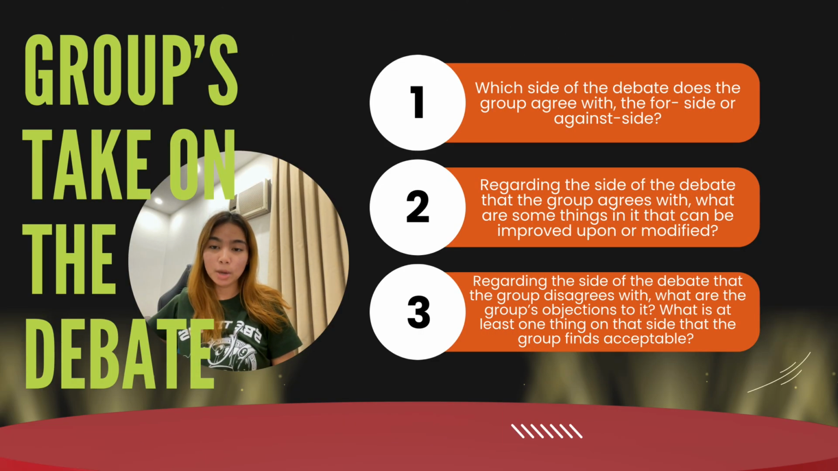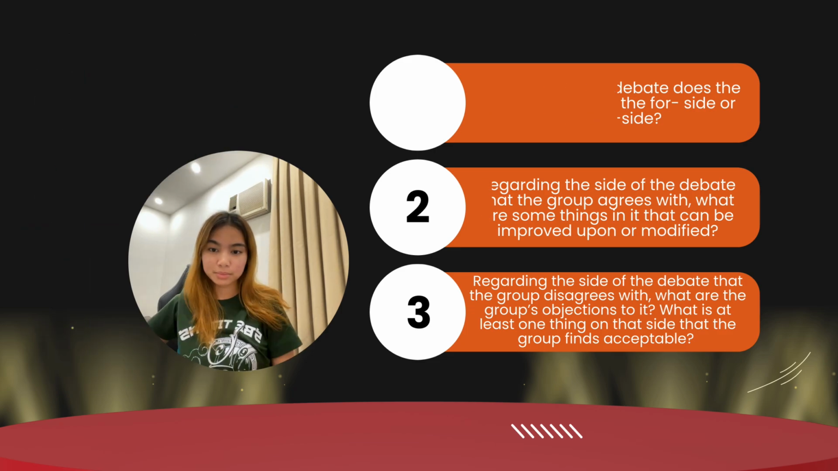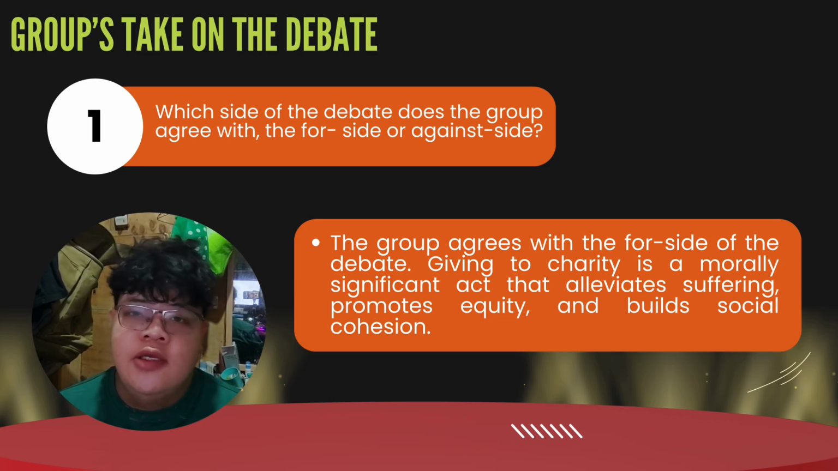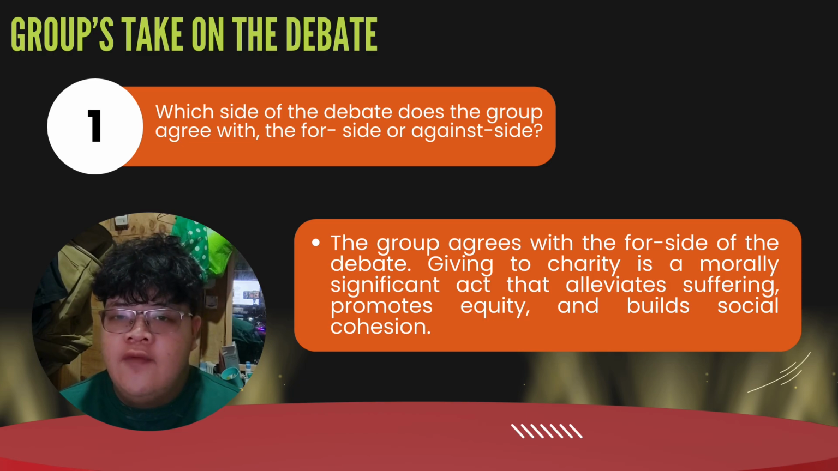Moving on, we will now proceed to the group's take on the debate and answer the following questions. So, the group agrees with the foresight of the debate. We firmly support the view that giving to charity is a morally significant act. Charitable contributions alleviate human suffering, promote equity, and foster social cohesion by addressing the needs of the most vulnerable populations. Charity will serve as a critical bridge between surplus and scarcity. We can offer short-term relief in crises such as natural disasters, pandemics, and conflicts.